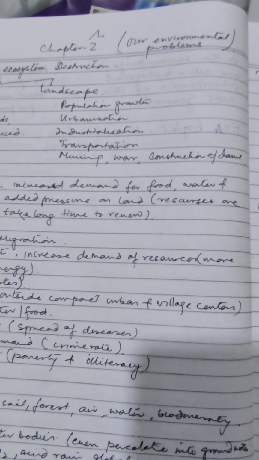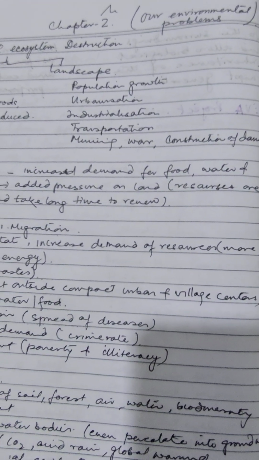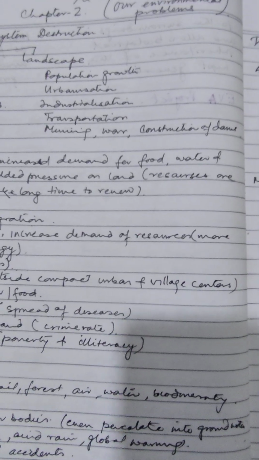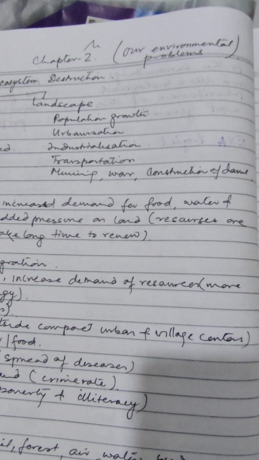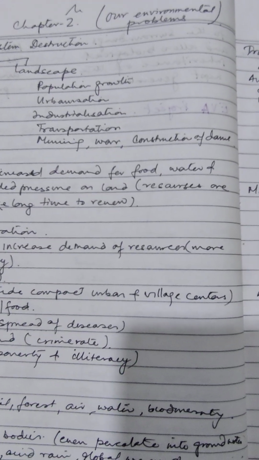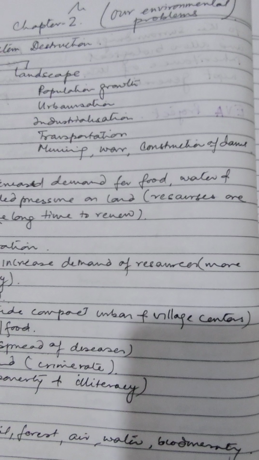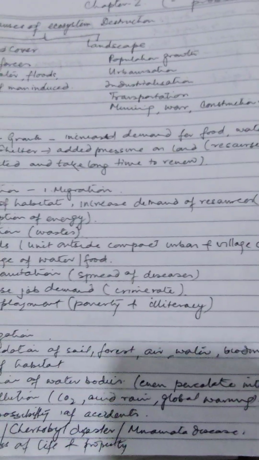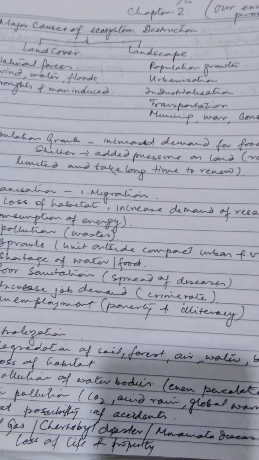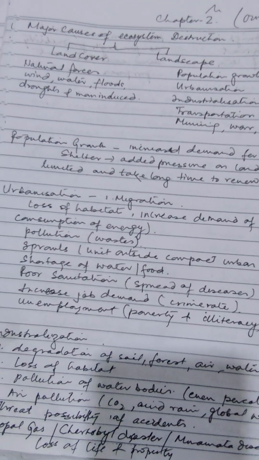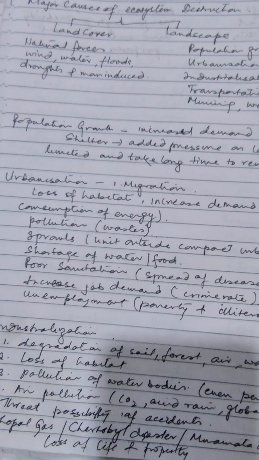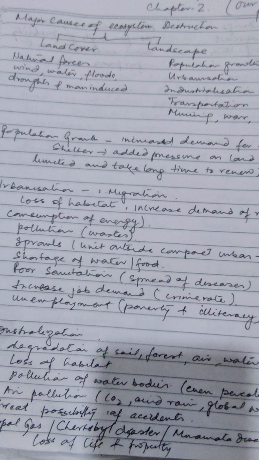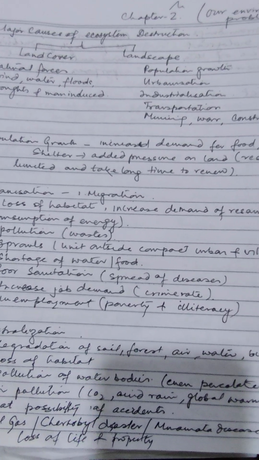And what are they? How are these destructions caused, and what harm are they causing? That's what you need to learn or understand. That is population growth, urbanization, industrialization, transportation, mining, war, construction of dams. Every man-made cause is creating a lot of disturbance and destruction, not only in the land cover and the landscape, but in the environment. So you are going to study how and why, and as you grow up you will try to apply it and try to save the world.